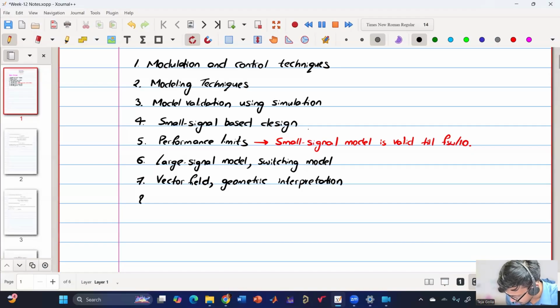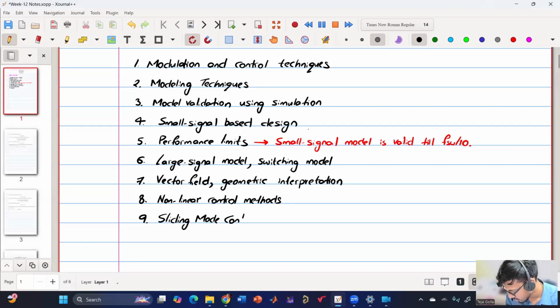Once we had done this, we used this model to design nonlinear control methods, and how we can use that model to design the controller. Sir discussed sliding mode control and boundary control, various control methods. We learned what types of nonlinear control methods exist. Sir explained all of these, and then we dived deep into sliding mode control, and also boundary control.